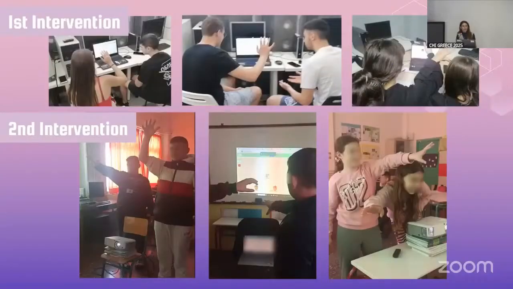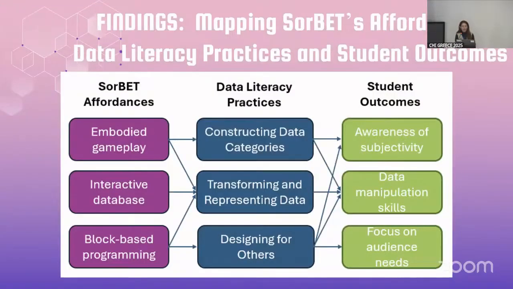So as you can see in the first images, in the first intervention, the students were sitting down and less engaged, only one hand could be detected during that time. But in the second intervention, they were more active, more talkative, and there was stronger collaboration between the two. They were standing up and moving around, yelling.